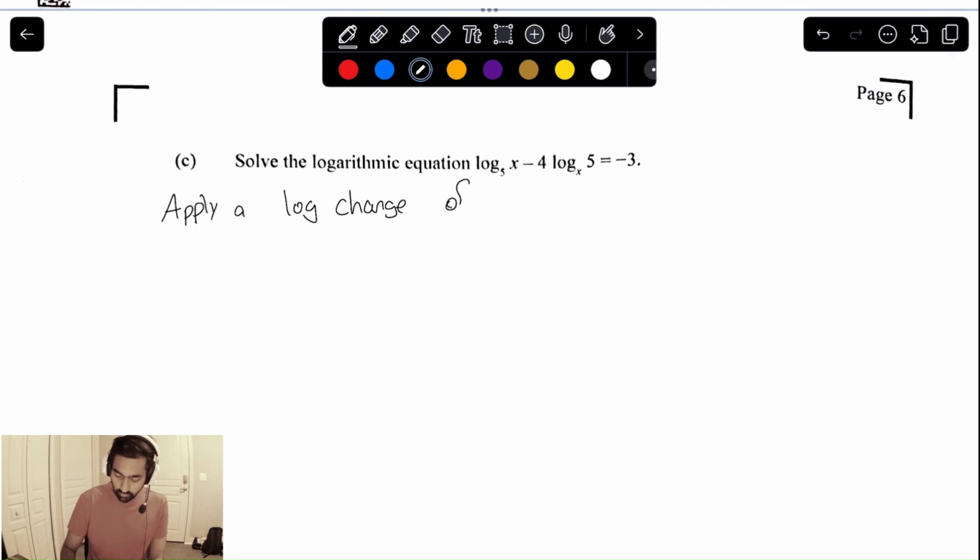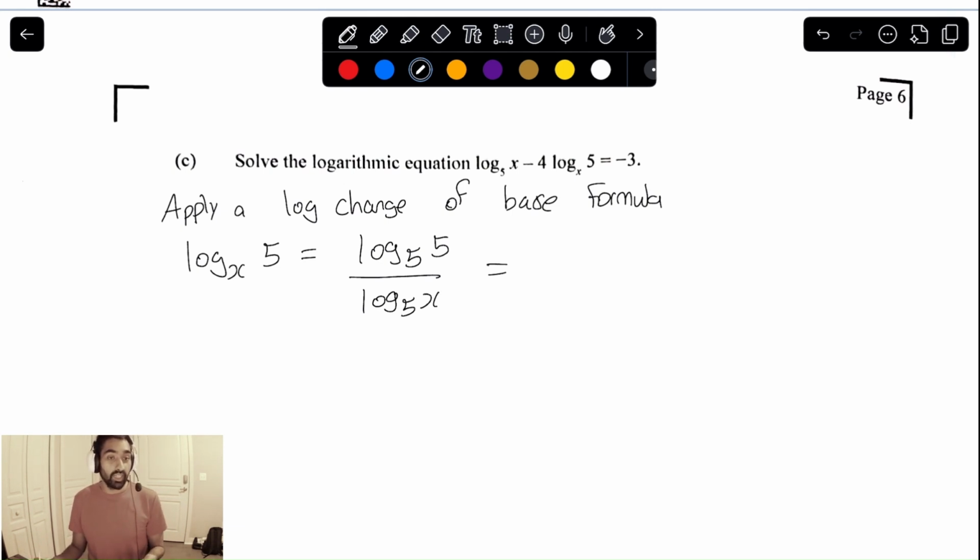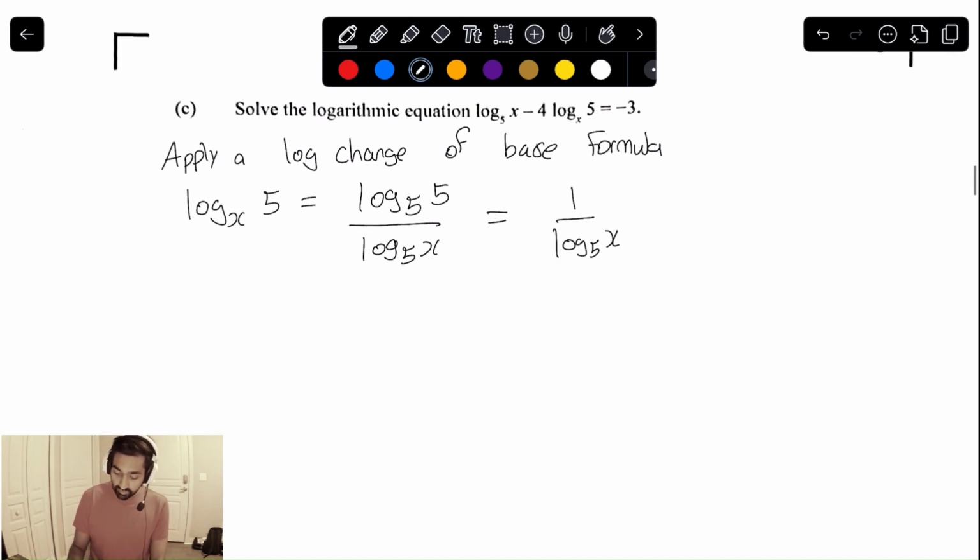And the easiest thing to do is to make everything log base 5. So I'd have to change the base of log base x of 5. That's equal to log base 5 of 5 over log base 5 of x. And what's log base 5 of 5? It's always 1. In other words, if you take the log of whatever the base is, it's always 1. So this is 1 over log base 5 of x. Now if I substitute that into my equation, I'm going to get log base 5 of x minus 4 over log base 5 of x is equal to minus 3.